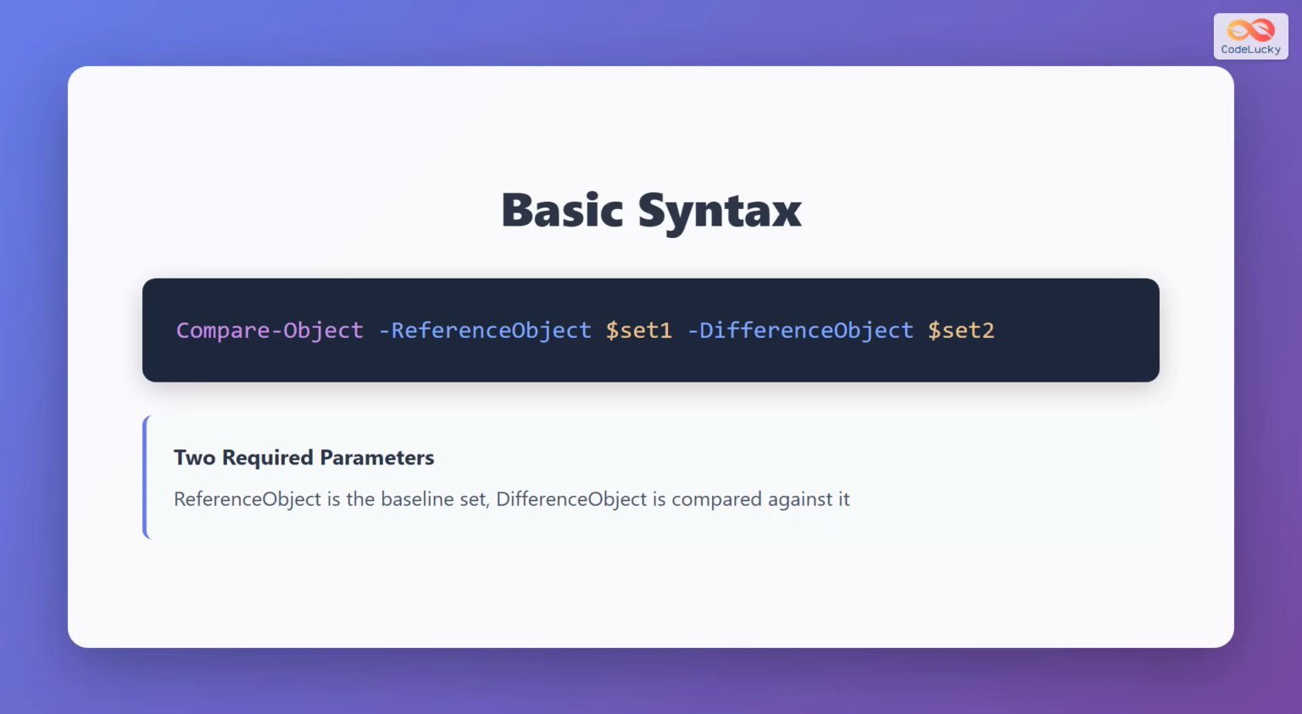The basic syntax of Compare-Object requires two parameters. The first parameter is -ReferenceObject, which represents your baseline set. The second parameter is -DifferenceObject, which is the set you want to compare against the baseline. You provide these parameters with variables containing the objects you want to compare, like $set1 and $set2.